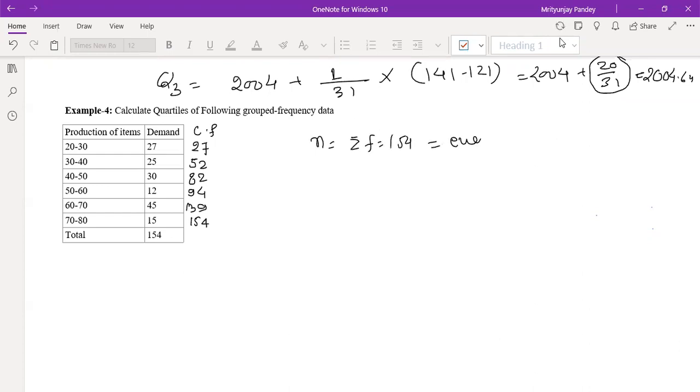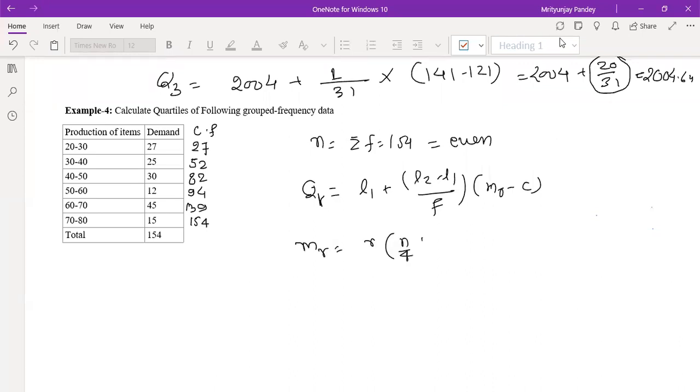This is your Q1. मतलब जो आप M का फॉर्मूला यूज करेंगे, Q1 का फॉर्मूला L1 Qr लिख देता हूँ: L1 plus L2 minus L1 divided by F into Mr minus C. So Mr is nothing but r times N by 4. This is the major formula. Here you have to substitute r equal to 1, 2 and 3.